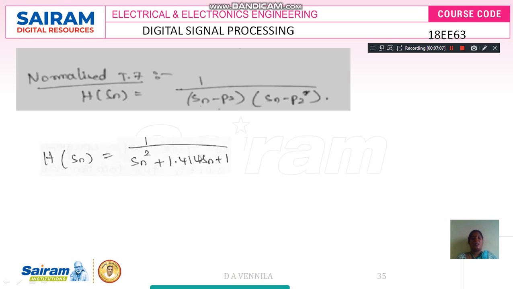Okay, so this tabular column is given up to order 5. They have given the tabular column. You have to keep it in your mind. If we go for the higher orders next, the calculation will be more, so we need to memorize the normalized transfer functions for different orders, then it is very easy.